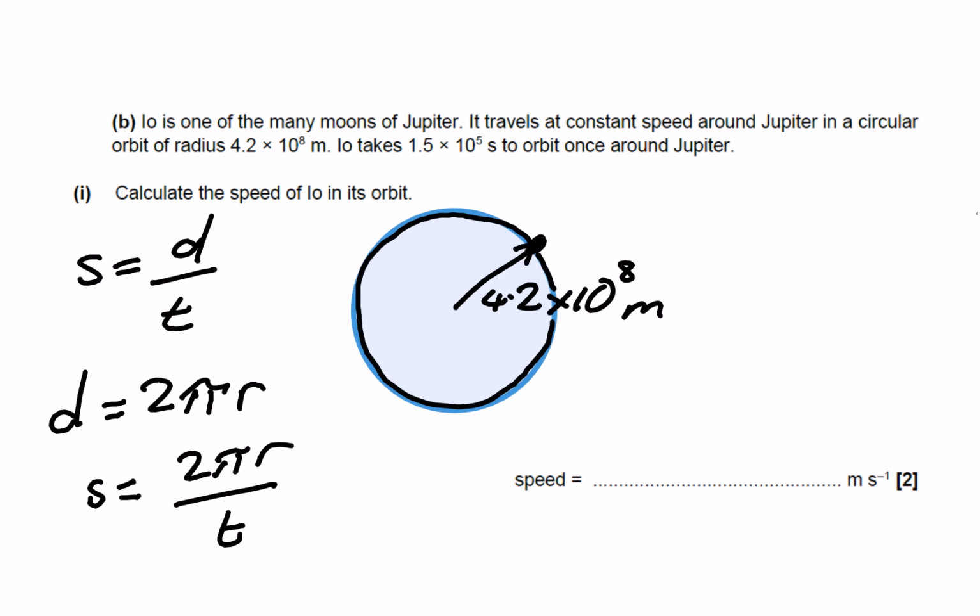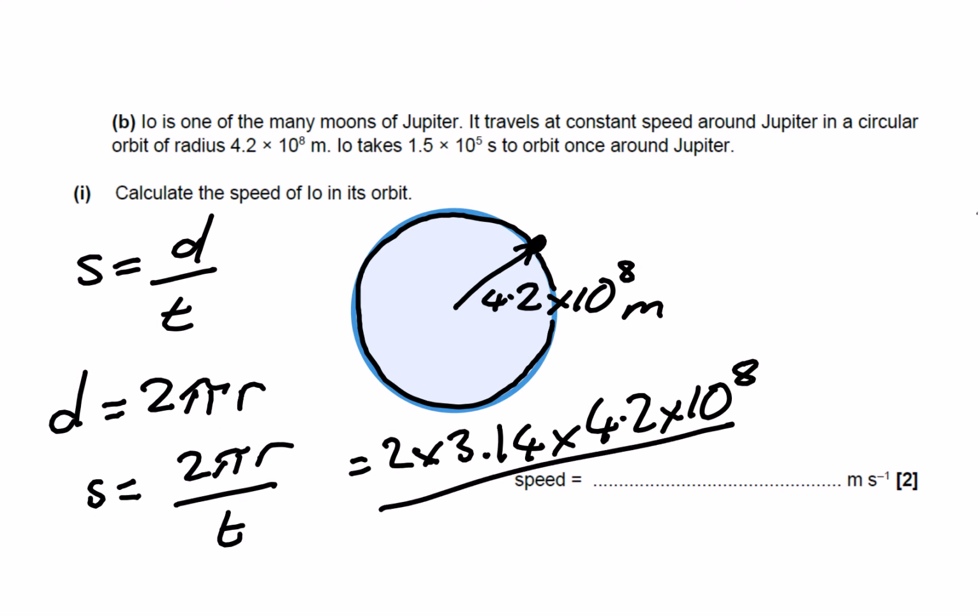Okay, let's substitute that in, let's do it down here. So it's going to equal 2 times 3.14 times 4.2 times 10 to the 8 divided by the time, which is 1.5 times 10 to the 5 seconds, and if I stick that into my calculator, that comes out as being 1.8 times 10 to the power 4 meters per second.